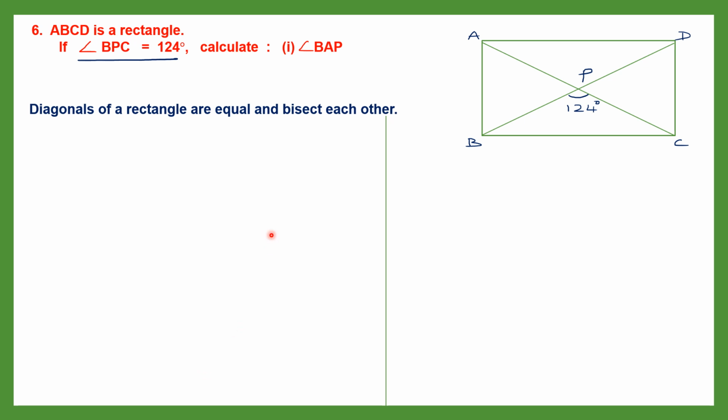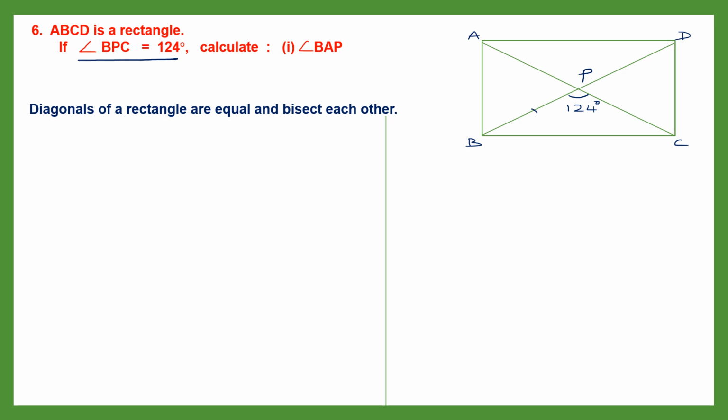Now here the diagonals of a rectangle are all equal. All these BD and AC are equal. Now when we say bisect each other, what we mean is BP and PD will be equal to each other. Similarly, AP and PC will be equal to each other. So this you have to keep in mind because we'll be making use of that particular property soon. So what does that mean? It means that BP is equal to PC. So these two lines are equal to each other.